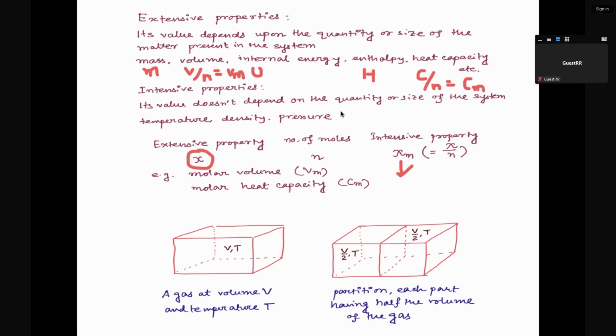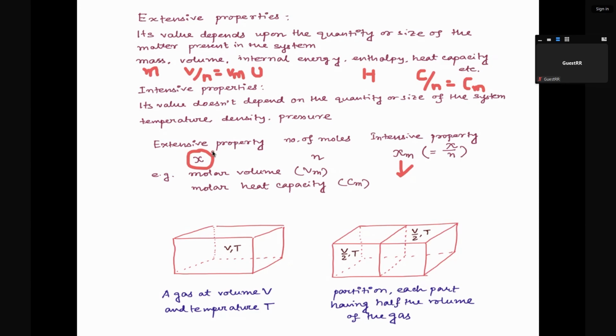then these things are called the extensive properties. But when we are dealing with such properties whose value does not depend on the quantity or the size of the system, then these are called the intensive properties. For example, density, pressure, temperature, etc. These are called the intensive properties.